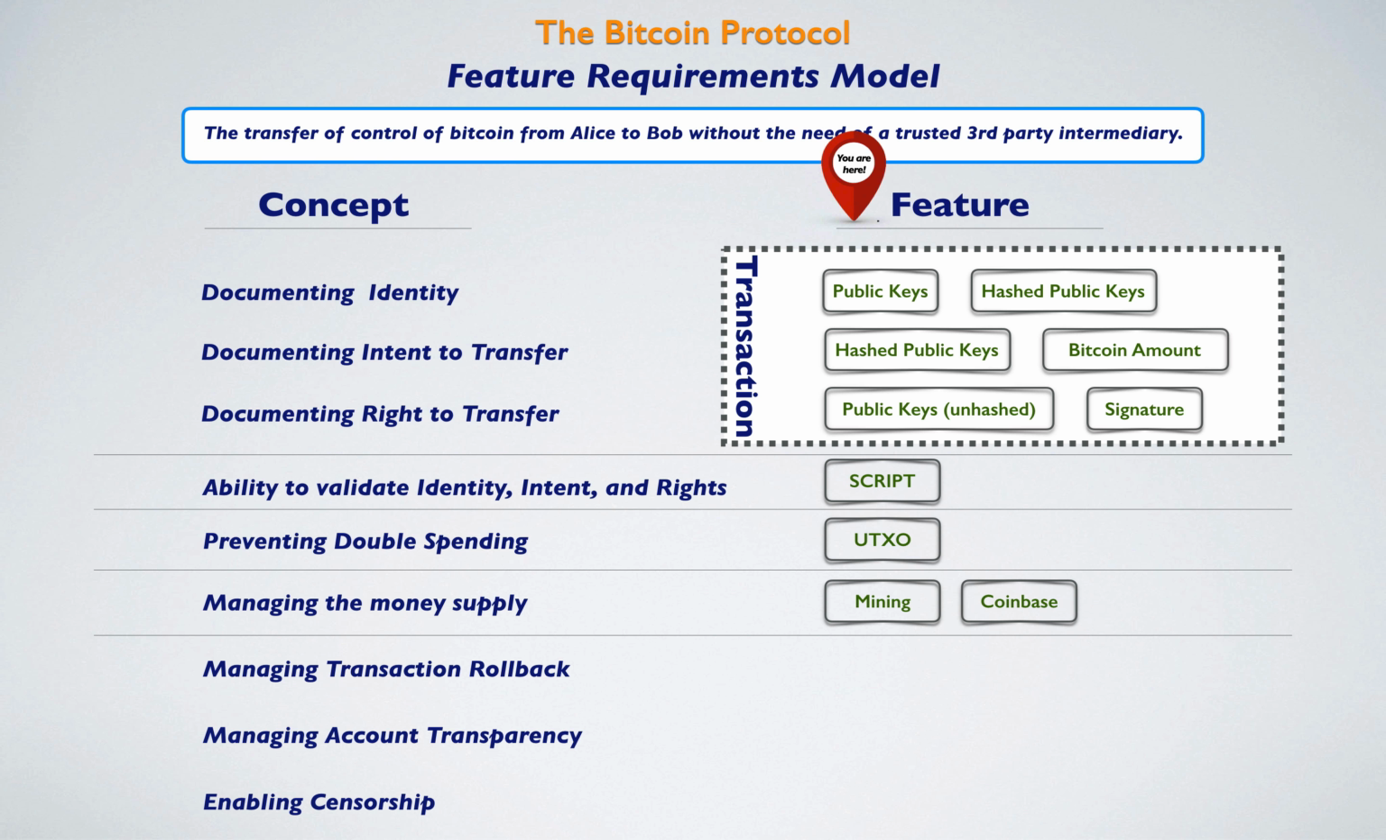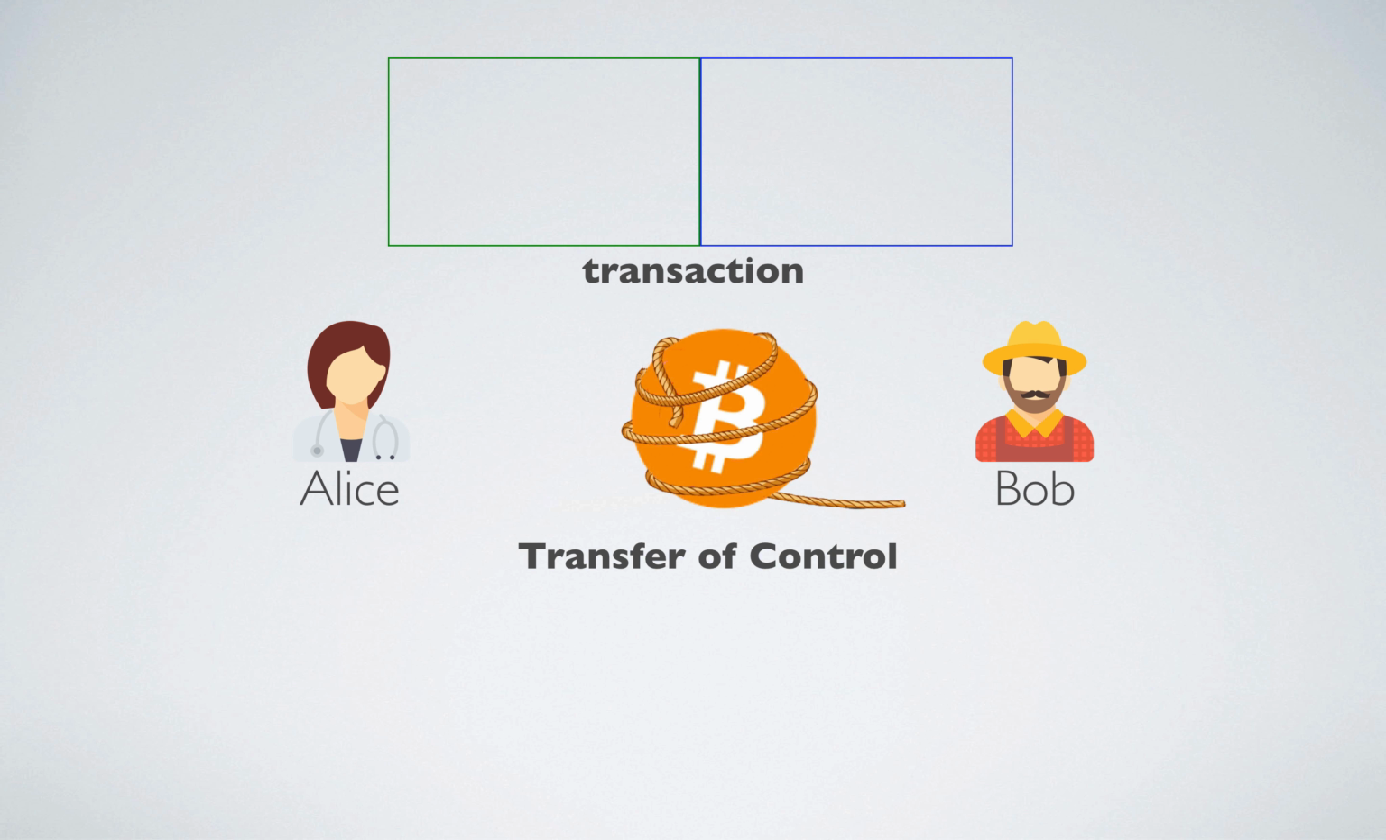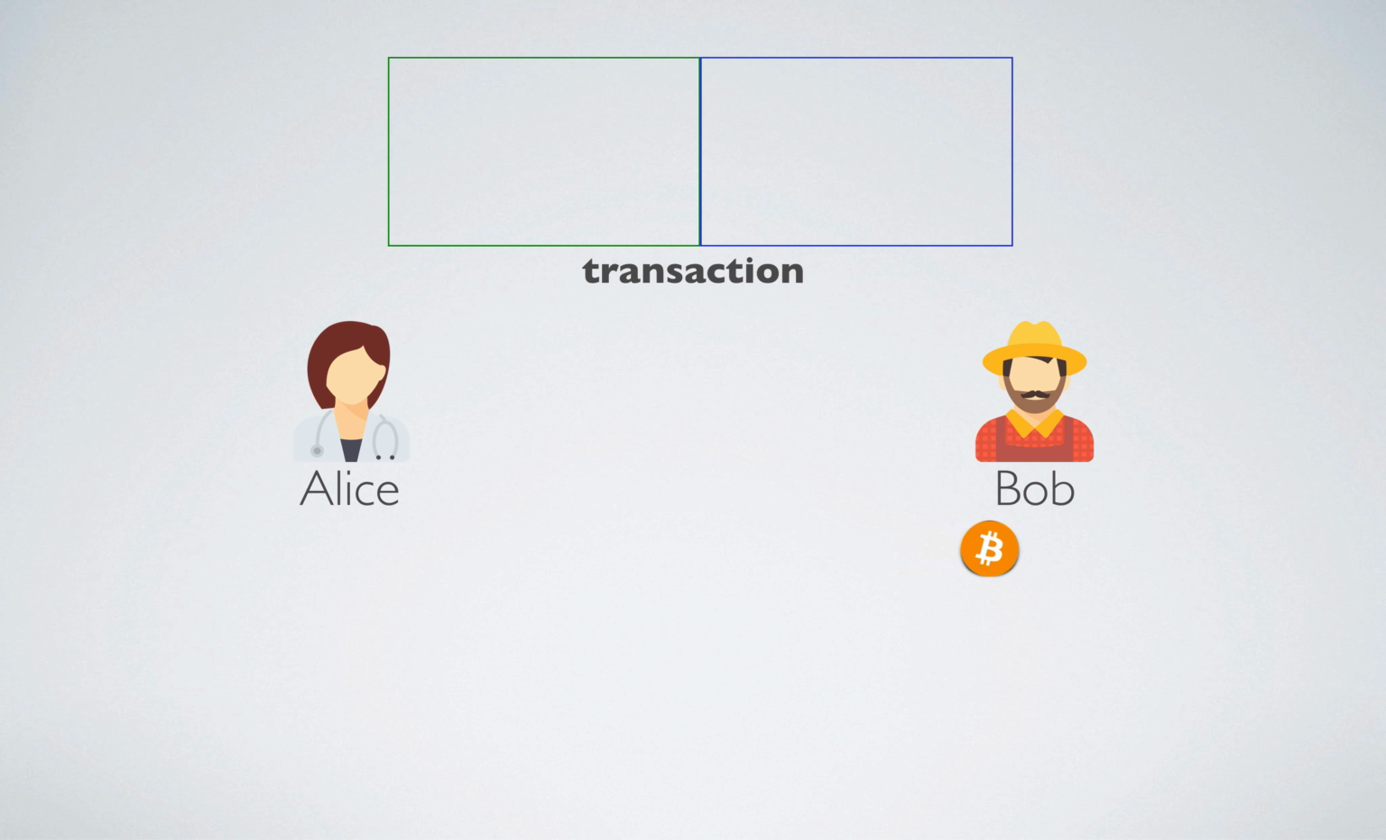So Alice starts the process of transferring Bitcoin to Bob by using an application called a wallet to create a transaction. I've come to realize that what Alice is really doing when creating a transaction is documenting the transfer of control of Bitcoin, as opposed to a literal transfer of Bitcoin from one location to another.